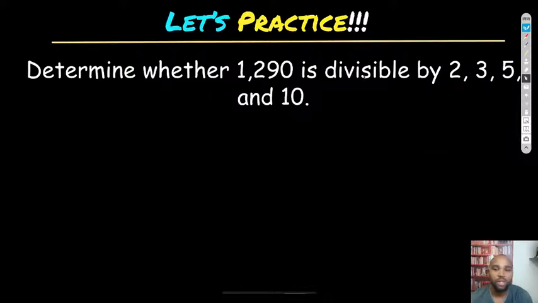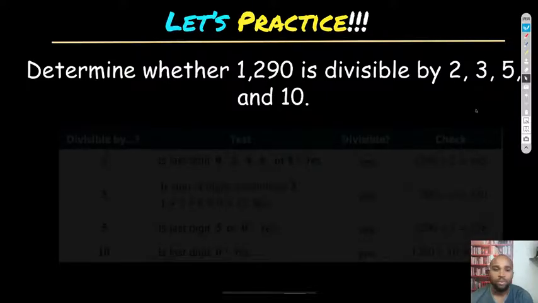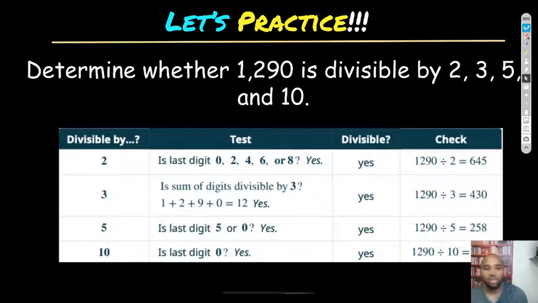Determine whether 1290 is divisible. Let's look at each one independently. Is it divisible by 2? Well, is the last digit 0, 2, 4, 6, or 8? And we see that yes, it is a 0, so we're going to say yes. We can check it because 1290 divided by 2 gives us 645. Is the sum of the digits divisible by 3? If I add up all these individual digits, 1 plus 2 is 3, 3 plus 9 is 12.